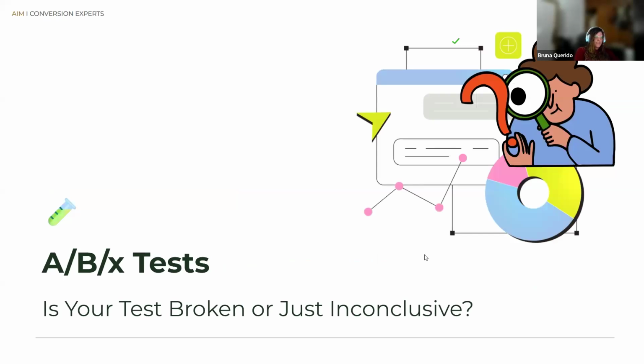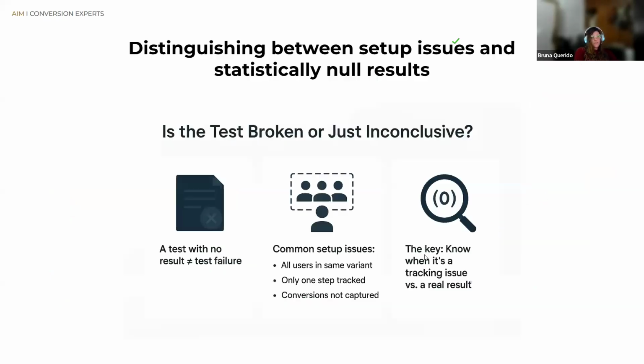So for A/B tests: is your test broken or just inconclusive? Distinguish between setup issues and statistically null results. Not every test that shows nothing is a failure, but some are just broken. A classic mistake is incorrect experiment implementation: assigning all users to the same variant, tracking only one step, or not capturing conversions correctly. These issues result in tests that look like they had no effect, when in fact the measurement was flawed.